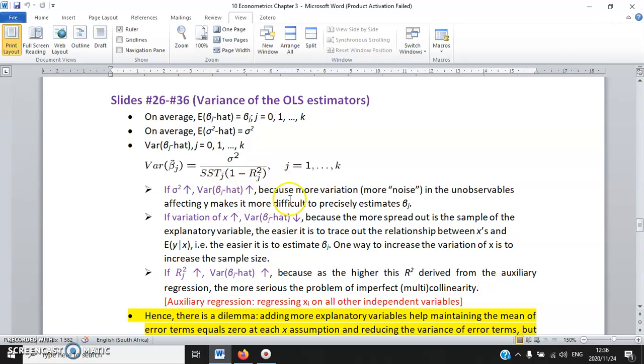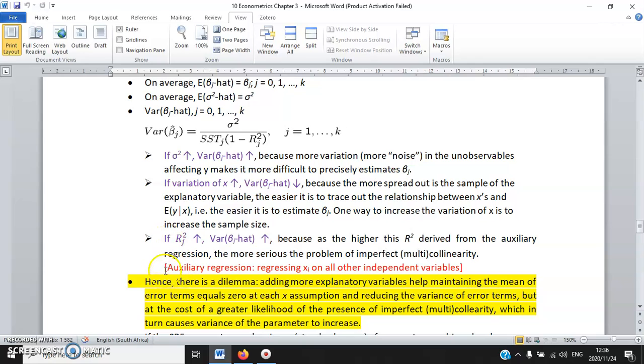R squared comes from the auxiliary regression. Okay? So it means I regress xj on all other explanatory variables. So this R squared derived from the auxiliary regression gives you an indication of the extent of relationship between xj and the other x's. Then it relates to imperfect collinearity or imperfect multicollinearity.